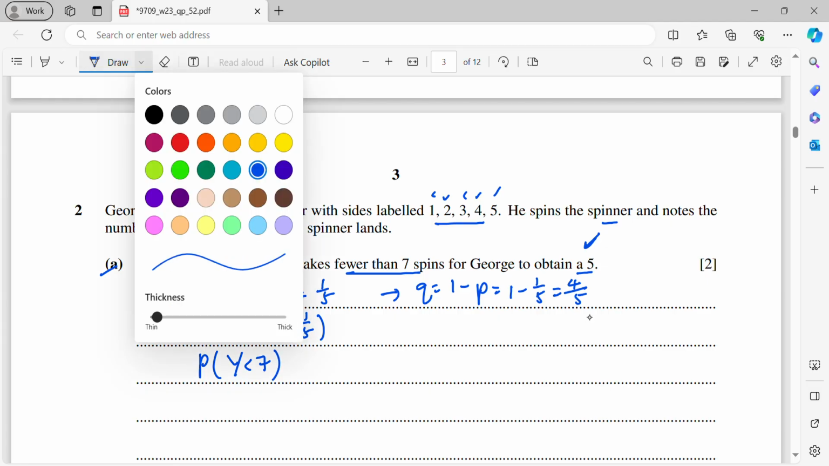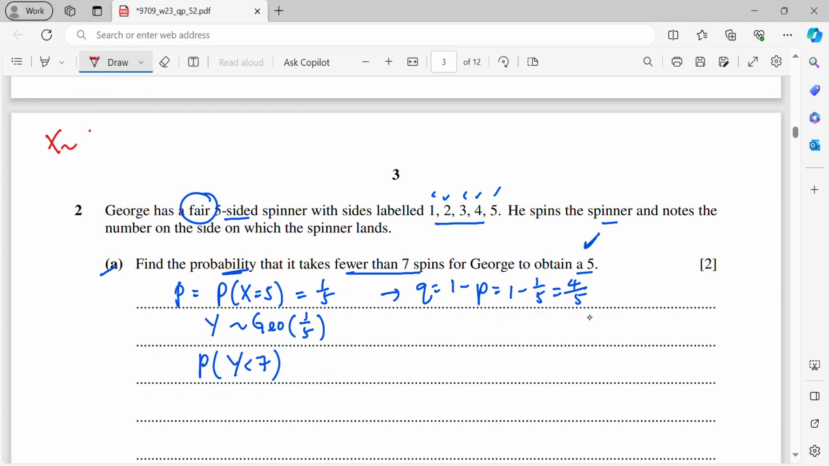Now for the geometric distribution, we have a formula. If X is geometrically distributed with probability of success P, then P(X less than or equal to R) is 1 minus Q to the power of R.